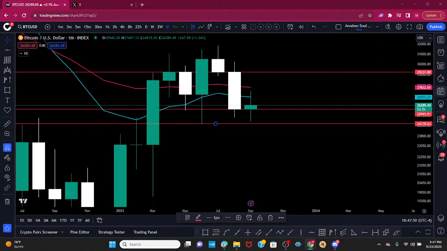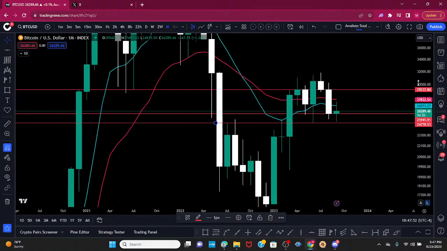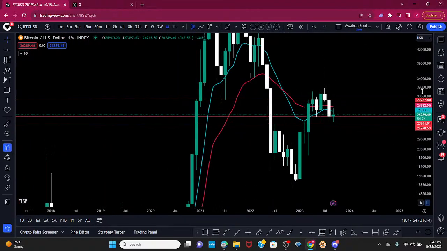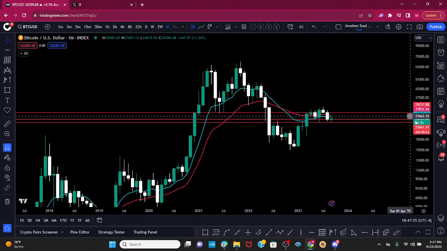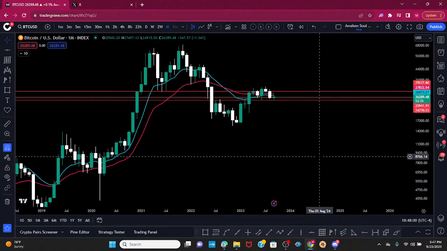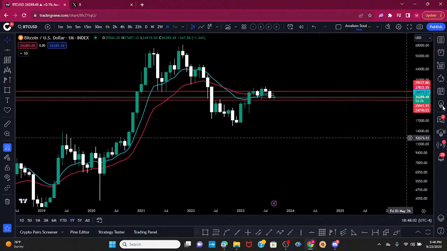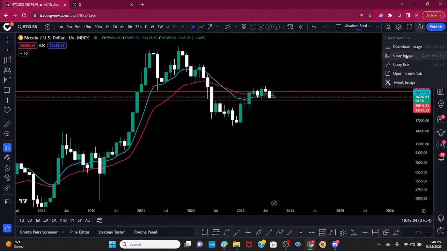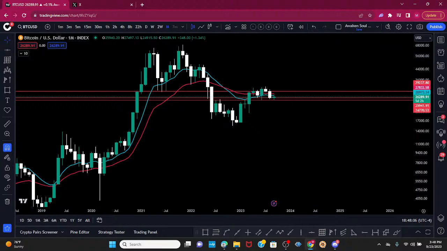So here's your monthly support. Okay, what else? Nothing much, just because let's focus on price action, right? Let's focus on what's happening right now. That's what I want to take this to.